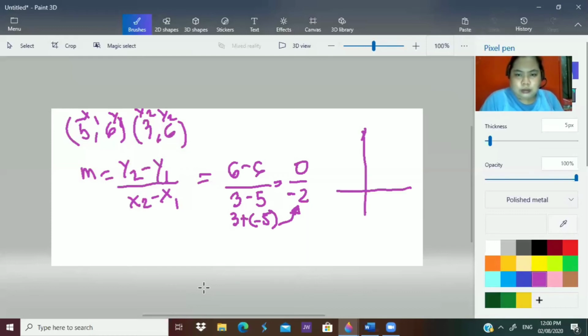Bakit 0 ito? 3, 4, 5. Tapos, let's say this is 6. So this is, sorry. So this is 5, 6. And this is 3, 6. Okay. So kung mapapansin nyo, ang lines kasi natin ay nakahiga or horizontal.